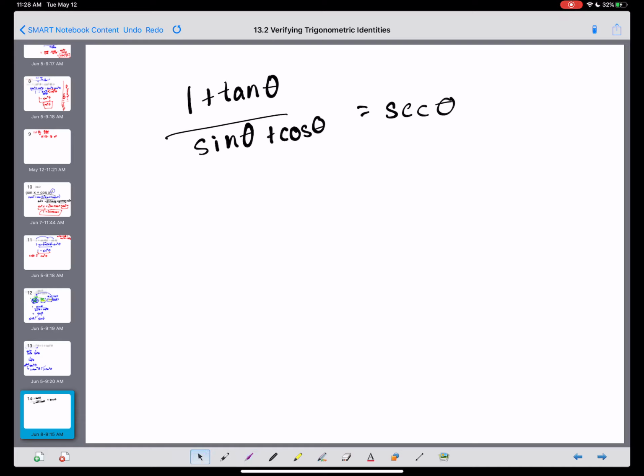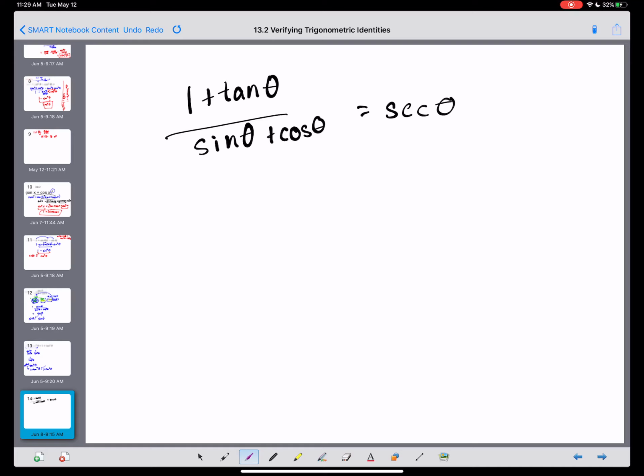Problems like this are really hard because in my head, I'm like, where do I really start, right? I have a 1 plus tan over sine plus cosine, right? So what I'm going to probably do, I don't even know if this is going to work. Okay, I'm just going to try a couple things just to see if they play out. And who knows, maybe they will. I really don't know.